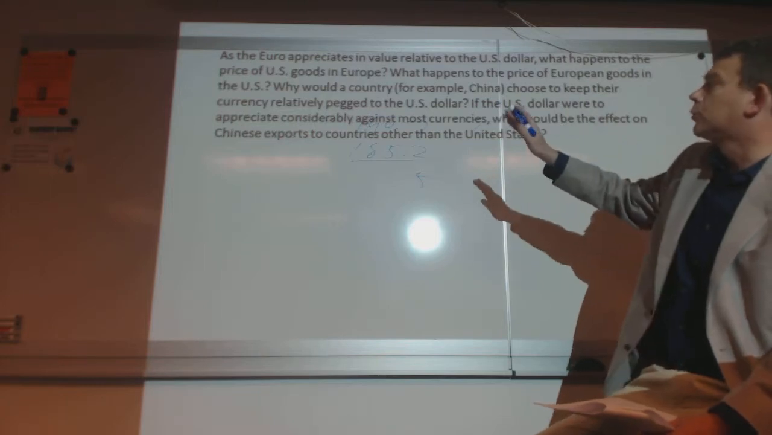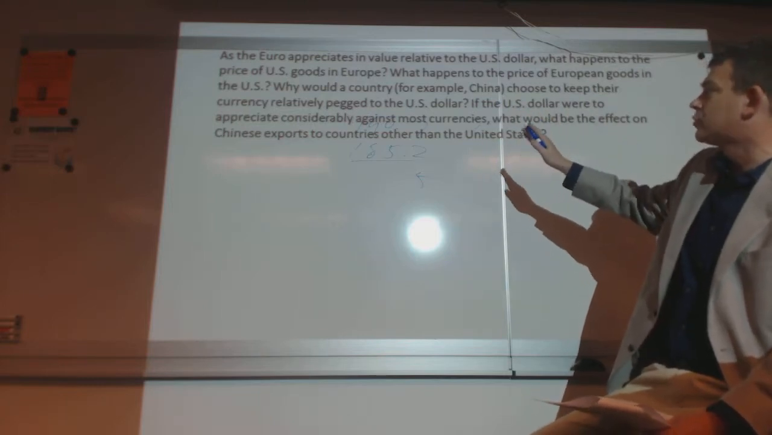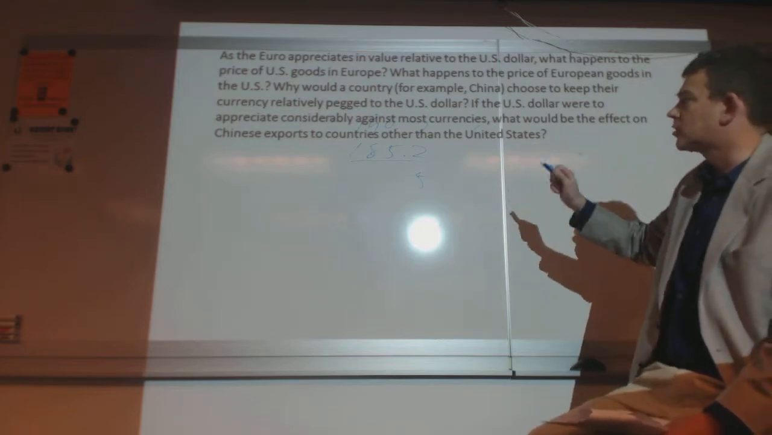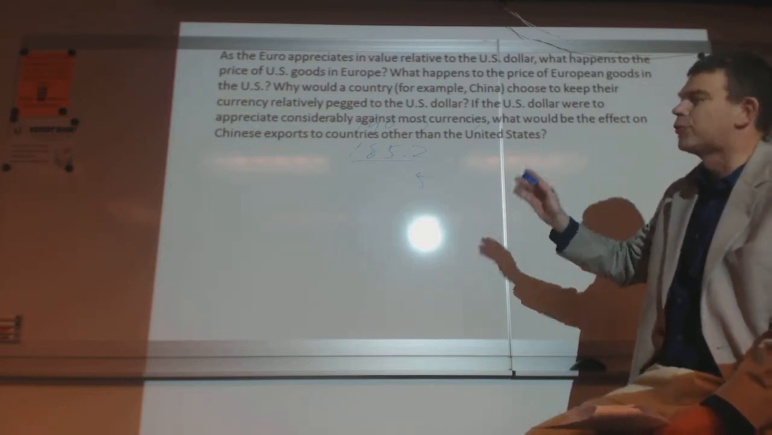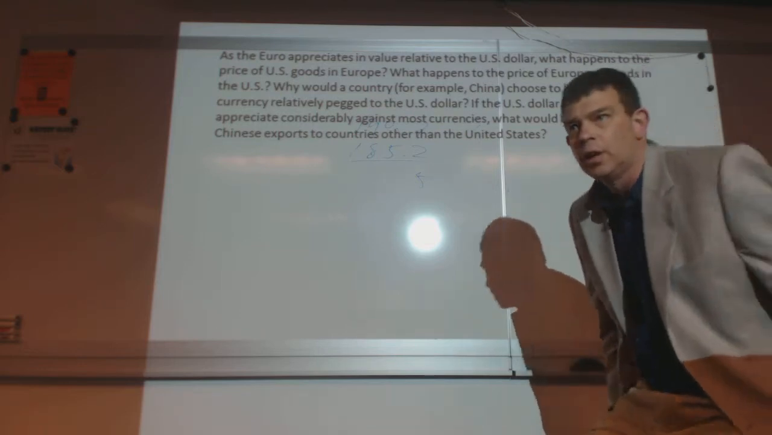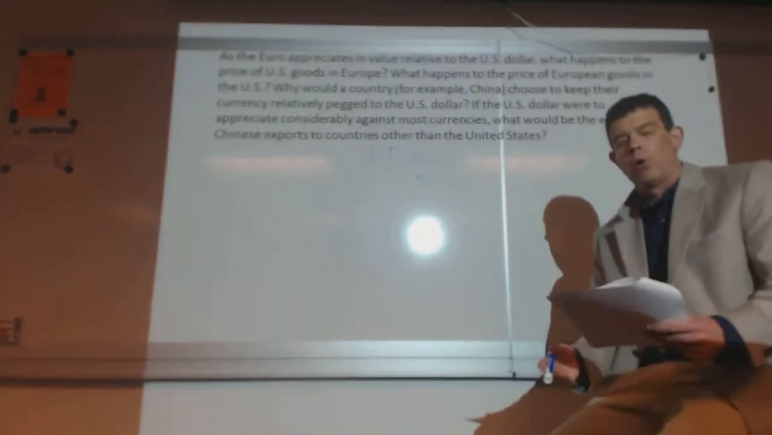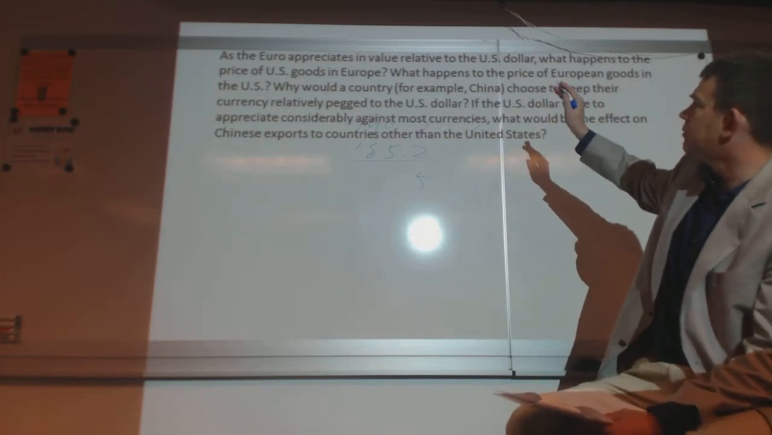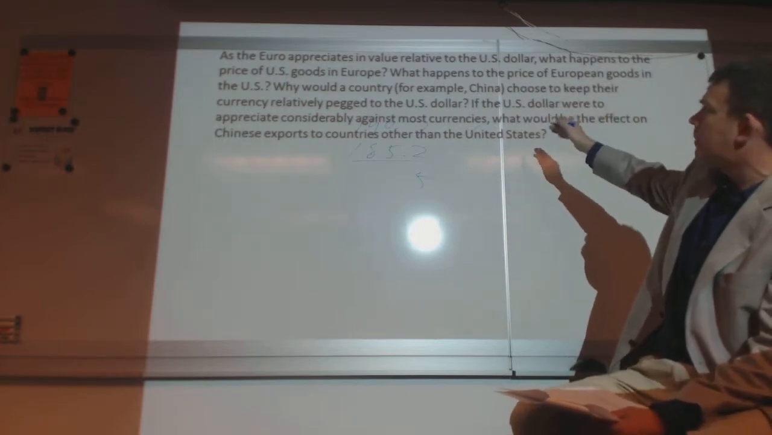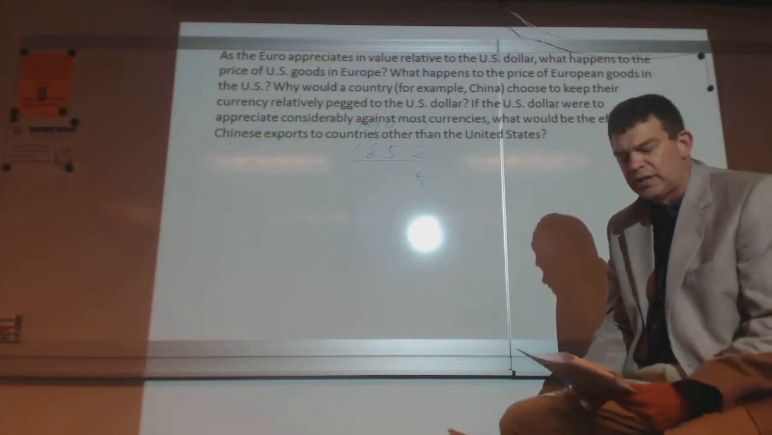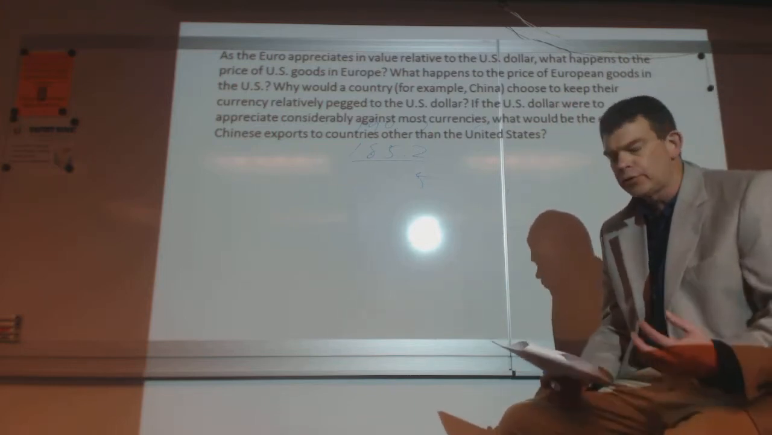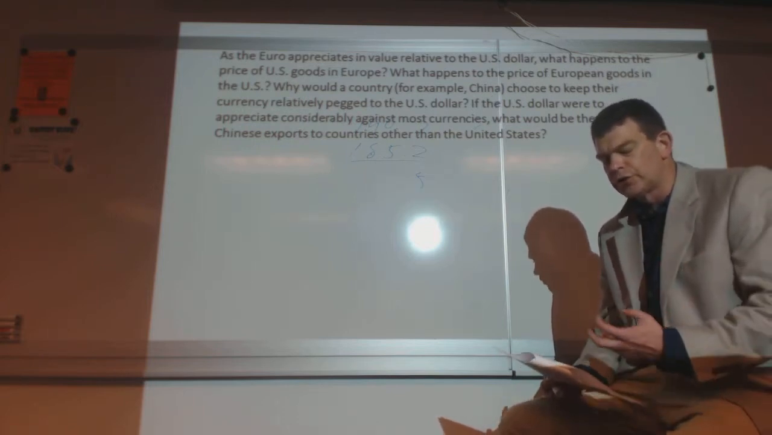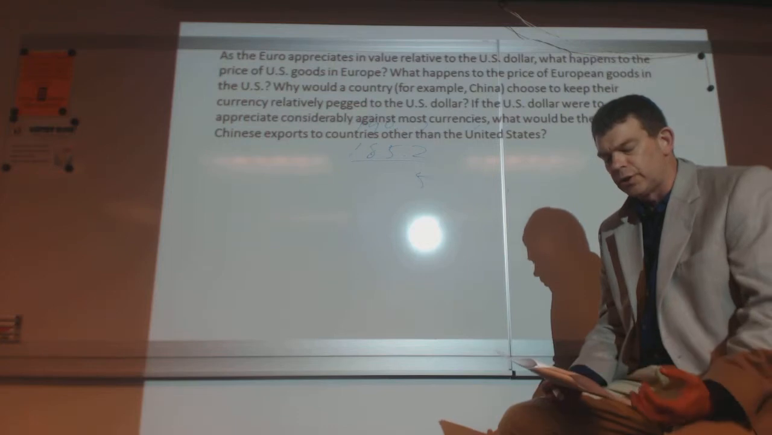If the US dollar were to appreciate considerably against most currencies, what would be the effect on Chinese exports to countries other than the US? There's a lot of questions in here, so let's deal with them one at a time, shall we? Let's deal with the first part. As the euro appreciates in value relative to the US dollar, what happens to the price of US goods in Europe? When a country's currency appreciates, it becomes more valuable versus the other country's currency we're comparing.